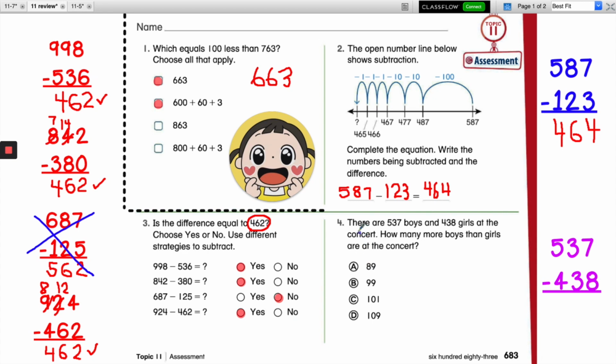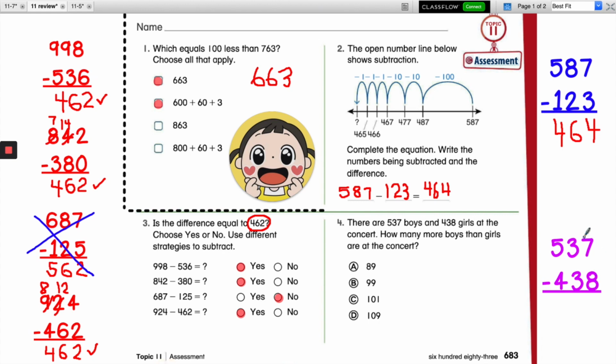Okay. There are 537 boys and 438 girls at the concert. How many more boys than girls are at the concert? So we have to figure out what is the difference. So what are we going to do? Are we going to add or subtract? Correct, we're going to subtract.